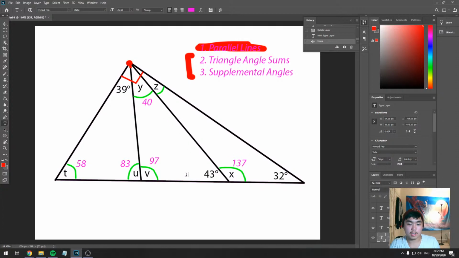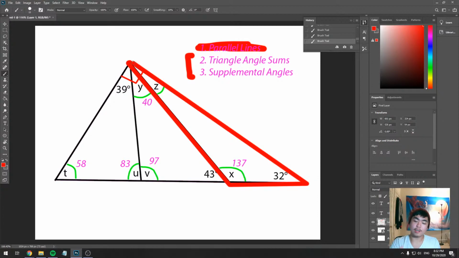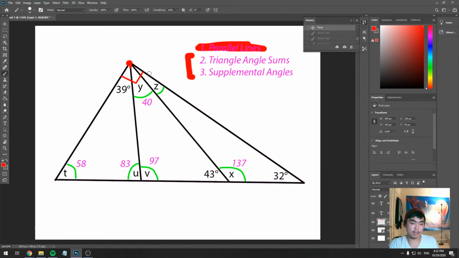Last angle is Z, right? So Z, you could figure out two ways. The first way is you could notice that this makes a triangle. So 32 plus 137 plus Z gives you 180. The other thing you can notice is that Z plus Y plus 39 should equal 90. So if I were to take 90, subtract 40 and 39, I would be able to get my Z.